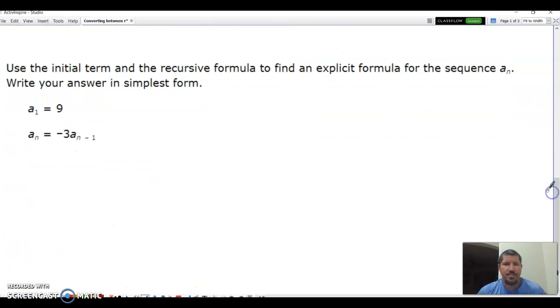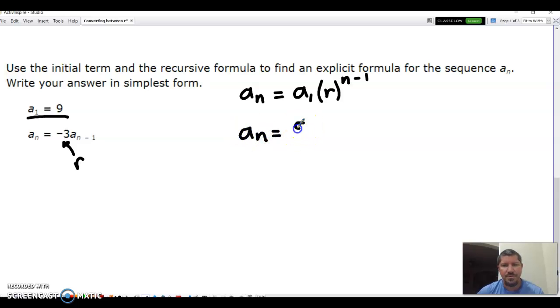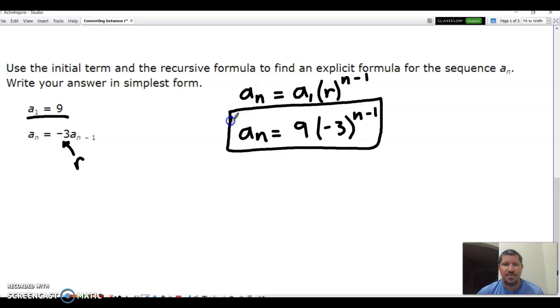And then going to an explicit geometric, which when we're multiplying here, this is geometric, this is even easier. A sub n equals a sub 1 times r raised to the n minus 1. So obviously here's a sub 1. That negative 3 right there is r. So a sub n is equal to 9 times negative 3 to the n minus 1. And you're finished. There's nothing else you would have to do.